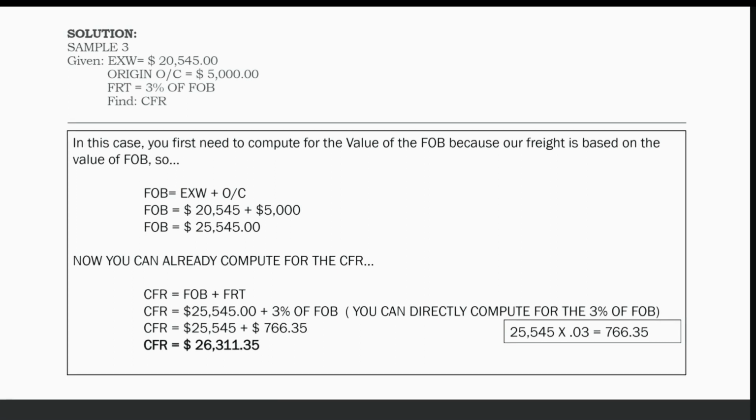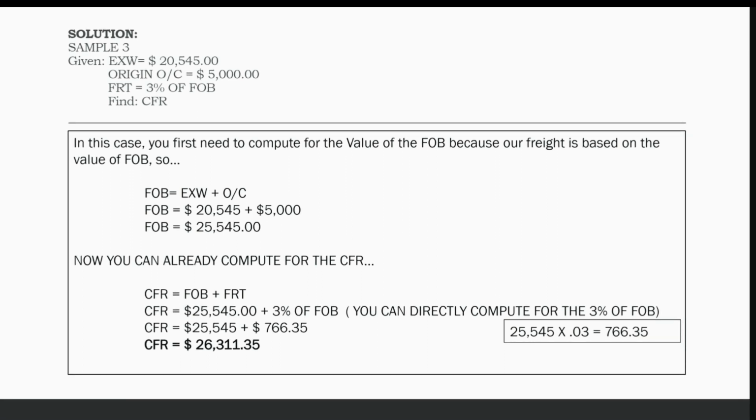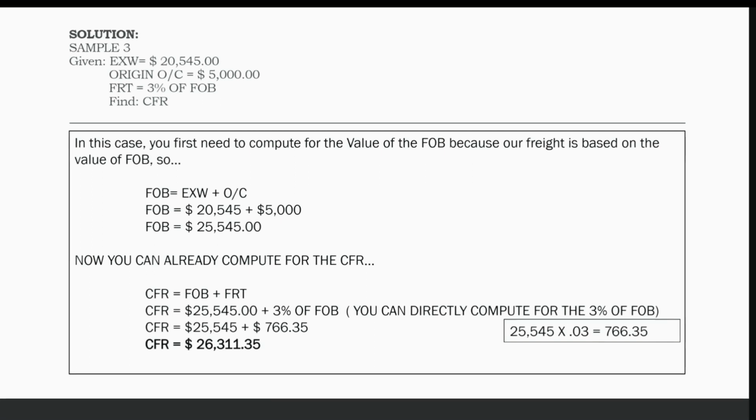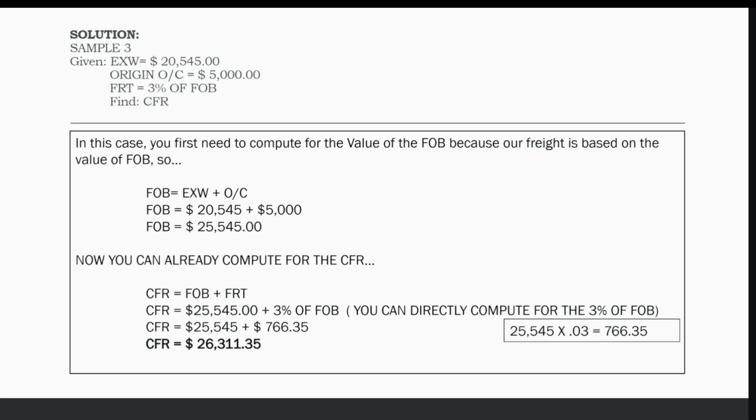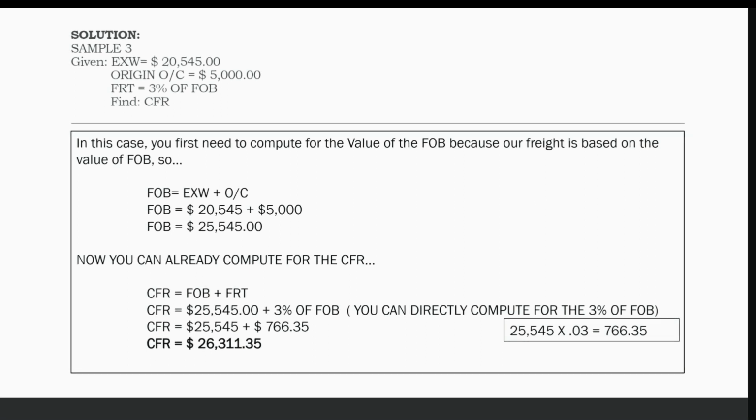Okay, so you can now already compute for your CFR. Again, the formula for CFR is equal to FOB plus freight. So substitute: CFR is equal to FOB, which is 25,545, plus your 3% of FOB, which is 766.35. When you calculate, you'll get the value of your CFR as $26,311.35 US dollars.